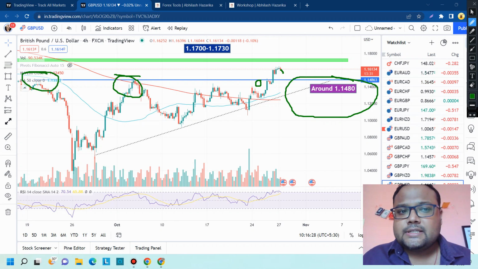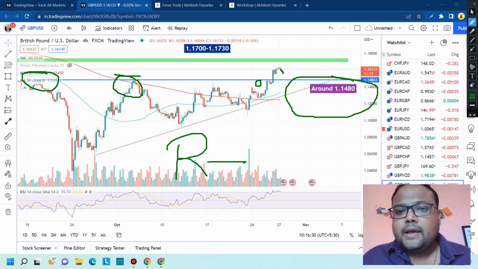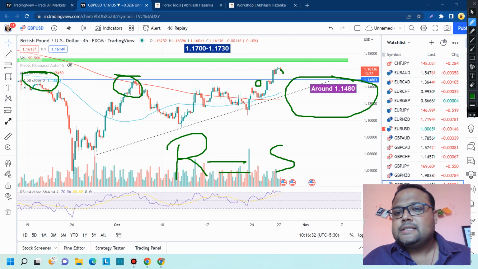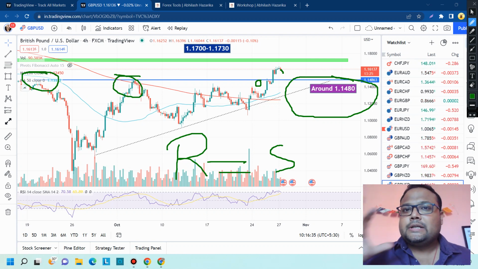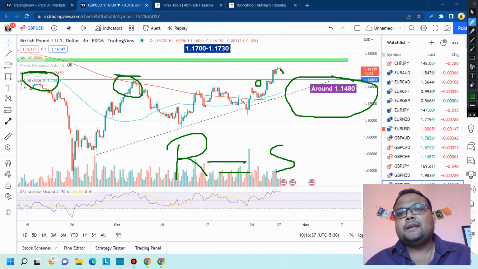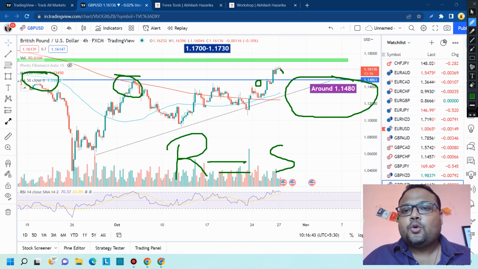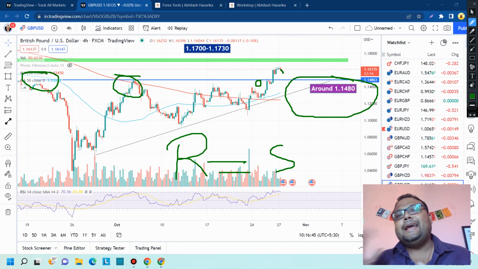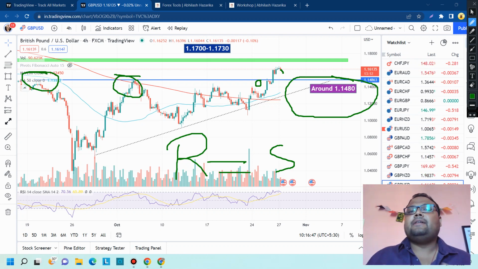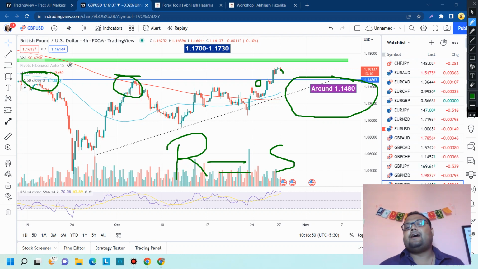Okay, this was the resistance for us, and in the market, resistances act as support. So this time we can expect the market to respect 1.1480 as a support here. So when the market is around 1.1480, 1.148575 level, observe the market and see how the market is doing.